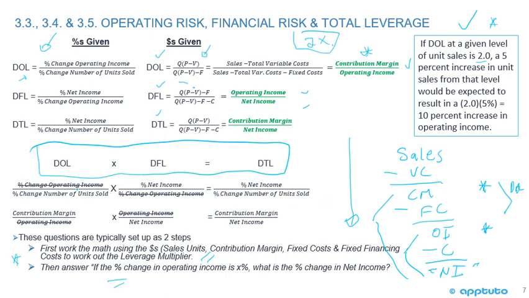Because you can see here, I just crossed out the numerator and the denominator from the operating leverage and the financial leverage, and it showed you. And the same thing here, so I put it on the left side, I also put it on the right side: contribution margin over operating income times operating income over net income equals contribution margin over net income. So that's important to understand as well, okay?